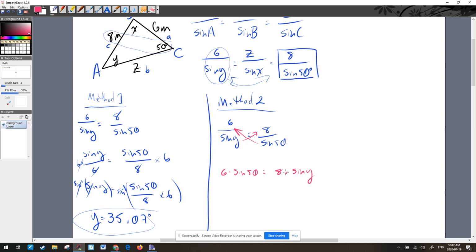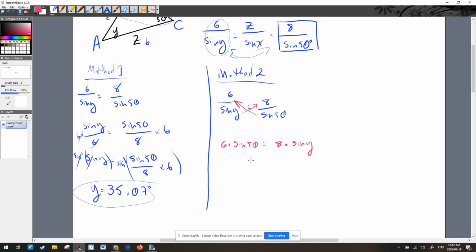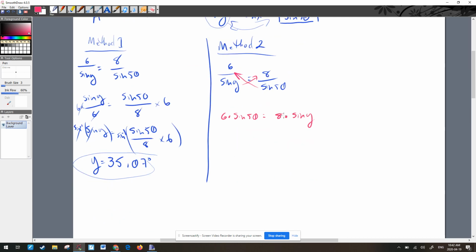Okay, now we want to get the y all by itself. So what I'm going to say is, all right, sine of y is being multiplied by 8. The opposite operation is division by 8. Divide by 8. Those go away, and on one side we have just the sine of y, and on the other side we have 6 times the sine of 50 over 8, which, if you look up here, is the exact same. So all it did was take an extra single step.